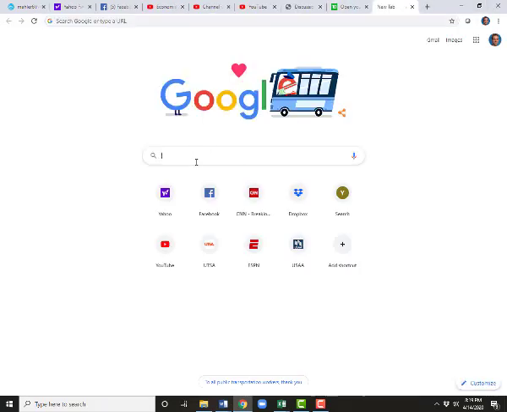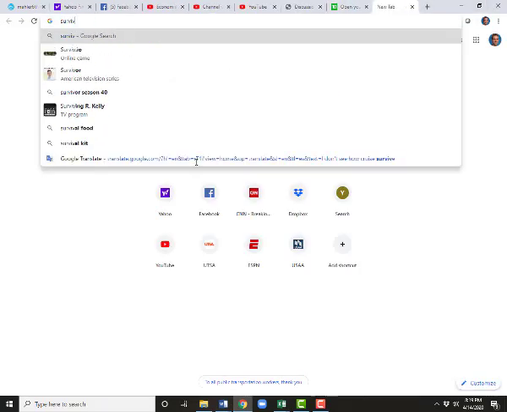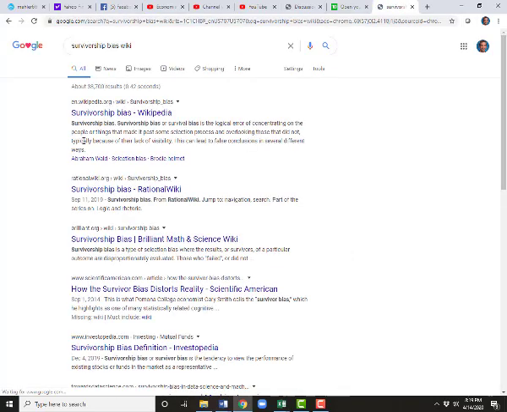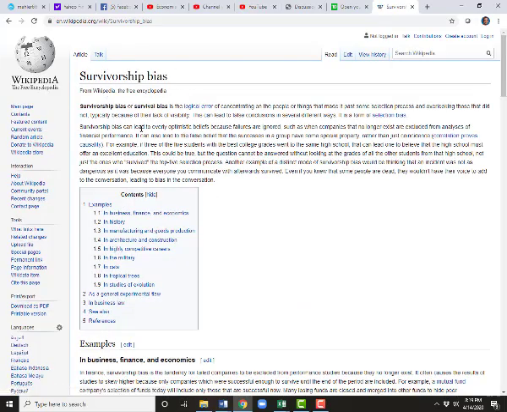Let's see if it works. Survivorship bias wiki. See if something comes up. There it is. Survivorship bias. I don't know if this is going to be a stock question. Looks like it is. Concentrating on people or things that made it past some selection process and overlooking those that did not. Yeah, it goes beyond just investing.